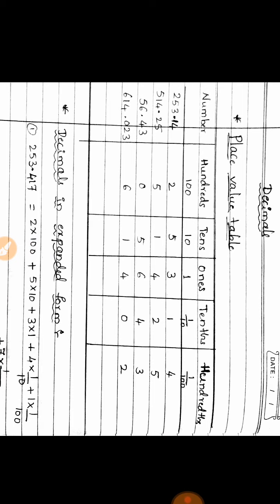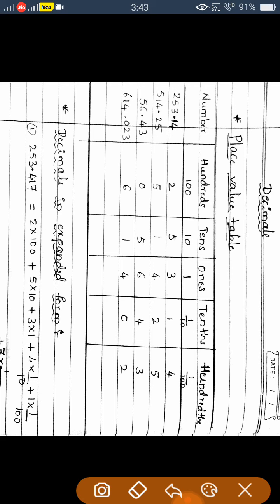So just briefly I'll explain the decimals place value table. If the decimal is 253.14, we have to read it like this, not fourteen, it is point one four. So these are the place values: 2 is in the hundreds place, because it is 200. Then 5 is in the tens place. Then 3 is in the ones place. After the decimal, whatever digits are there, it is going to be tenths, hundredths, thousandths, like this.